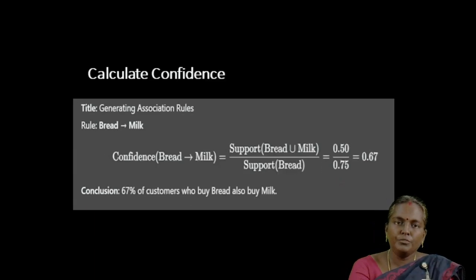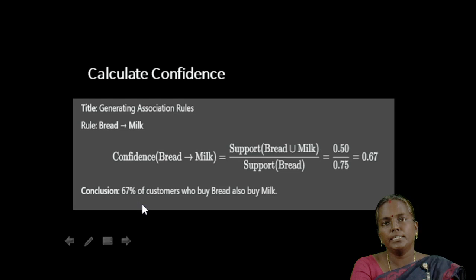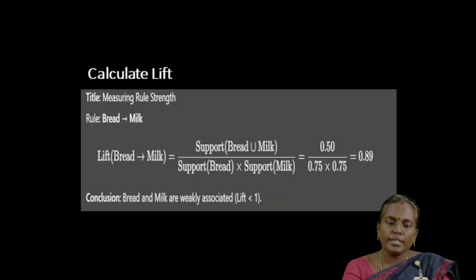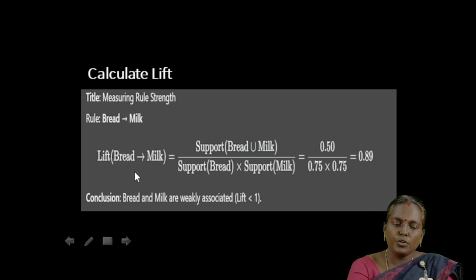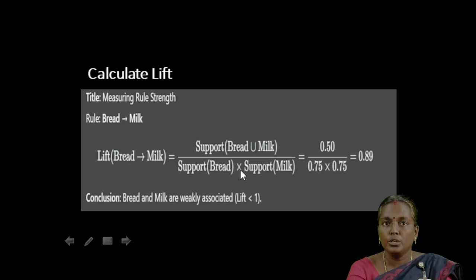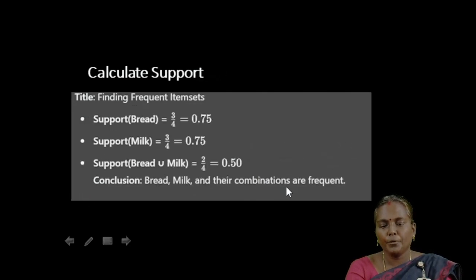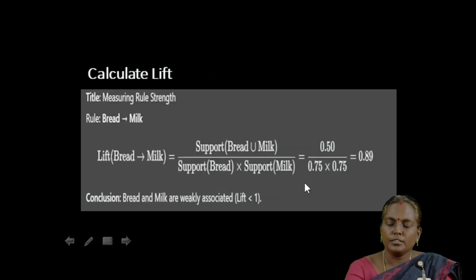Here in the conclusion we can observe that 67% of the customers who buy bread will actually buy milk also. This could be concluded with the help of this confidence rule. The next one is lift. Again you have to go for the calculation part. Lift of bread tends to milk will be equal to support count of bread with milk divided by support of bread into support of milk. So already we have calculated all these things in the previous slides. I am going to use those values and the answer will be equal to 0.89.